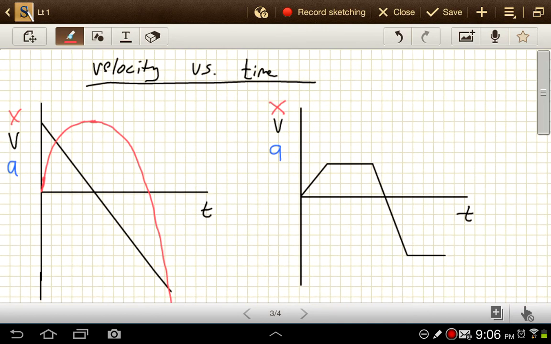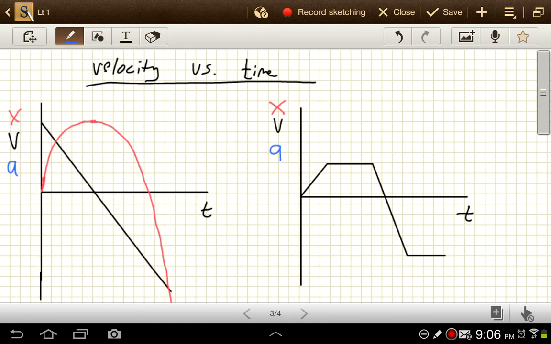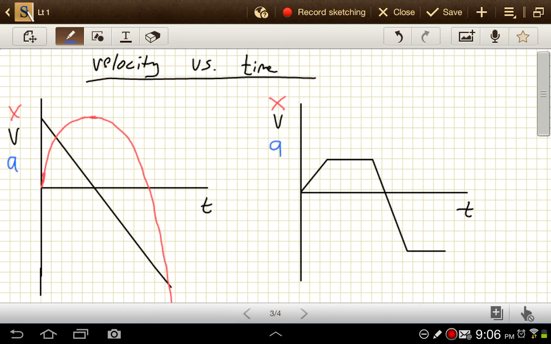And then acceleration here is going to be the slope of our velocity line. This is a straight line, so it's a constant slope. It's got a negative slope because it's pointing downwards, so the acceleration will just be a constant negative value. Something like that.